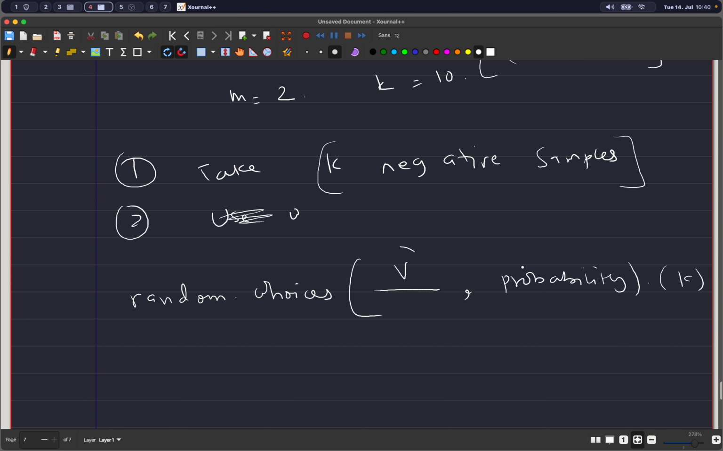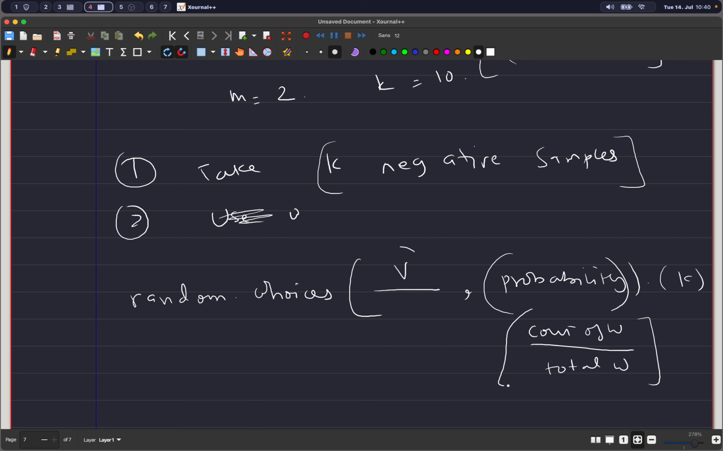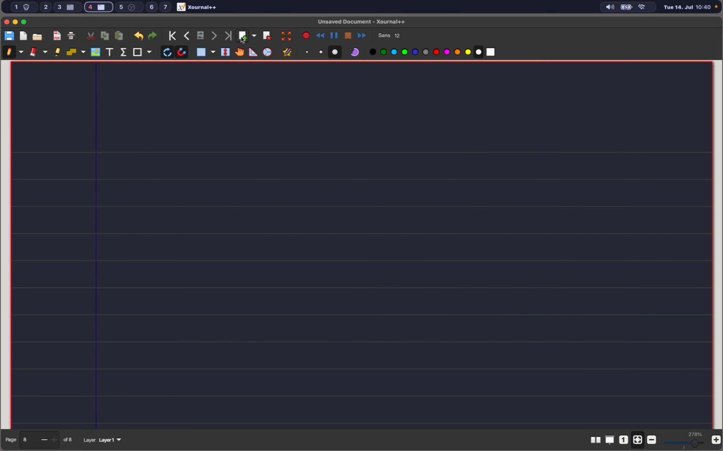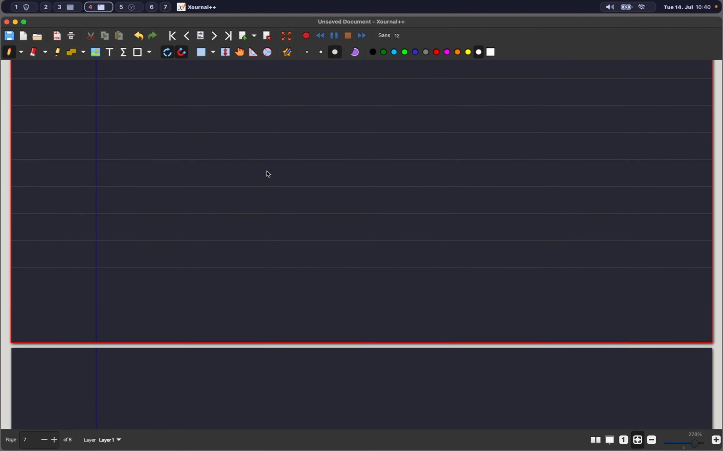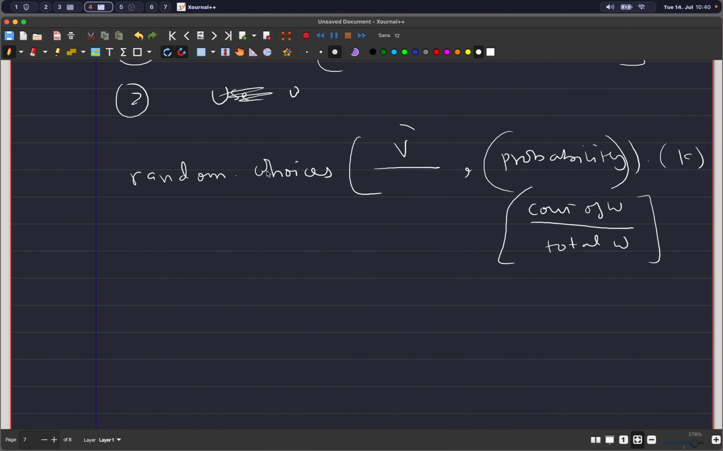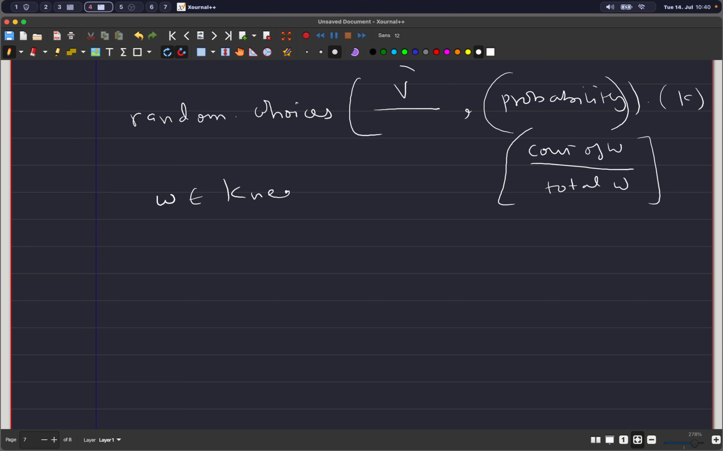The probability map can be calculated as the count of the word upon the total number of words. This way you can sample k words, but that is not the important part. The important thing is we need to randomly sample k words, and none of those words should be our center word. That is important to understand. You need to ignore the center word, so the words belonging to the k negative samples should not be equal to whatever center word we are looking at right now.